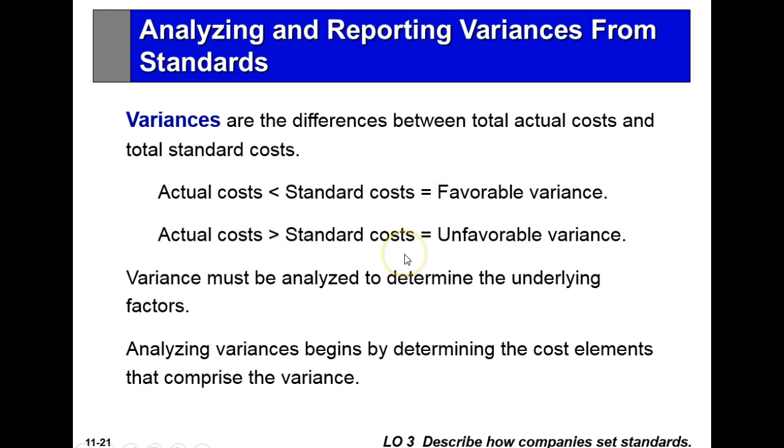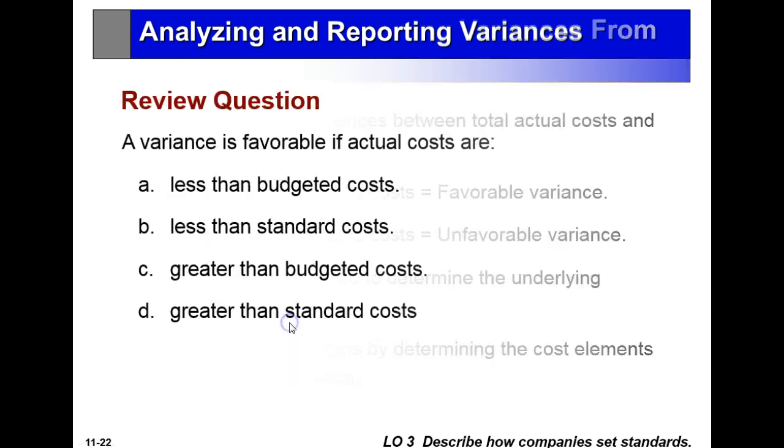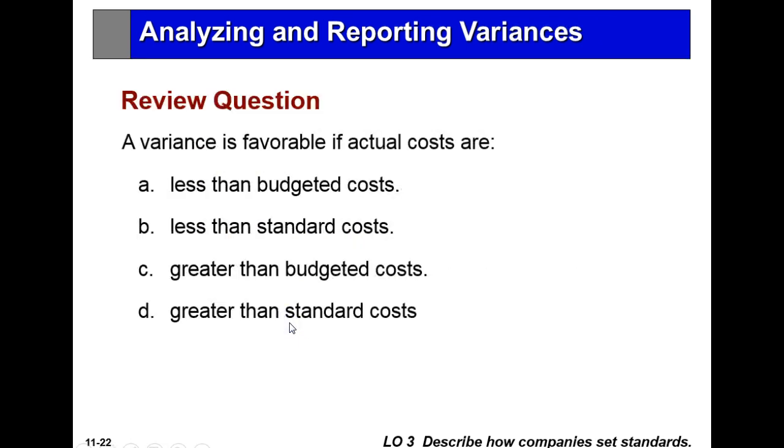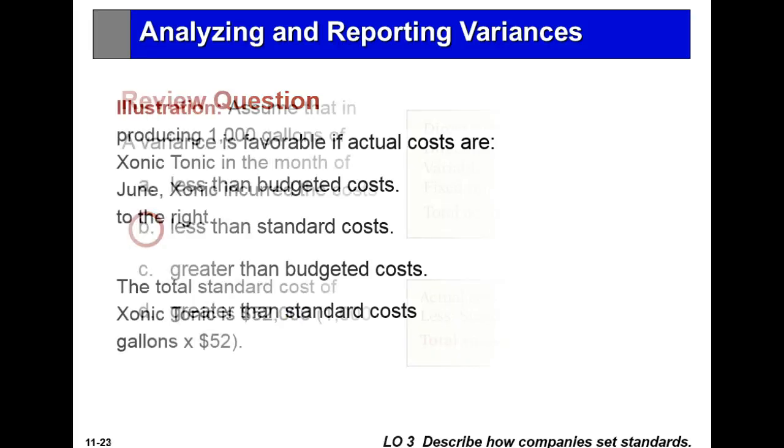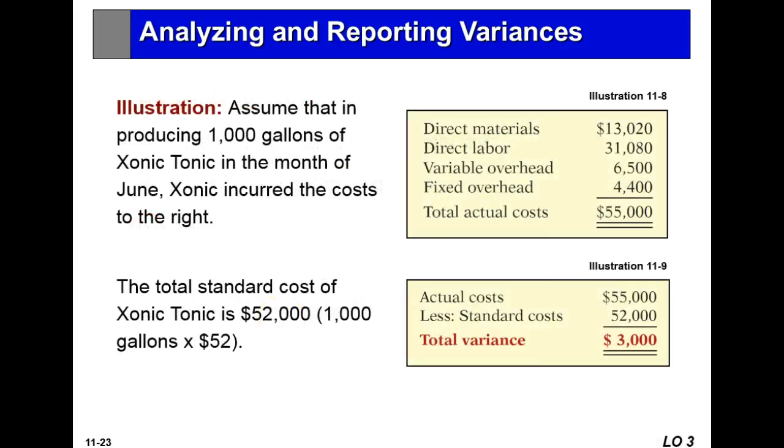Maybe our standards are unacceptable. Maybe they're out of date. Maybe there's a reason behind it. We need to find out why. You analyze those variances to see why. A variance is favorable if actual costs are less than budgeted, less than standard, greater than budgeted, or greater than standard. What is it? Less than standard.